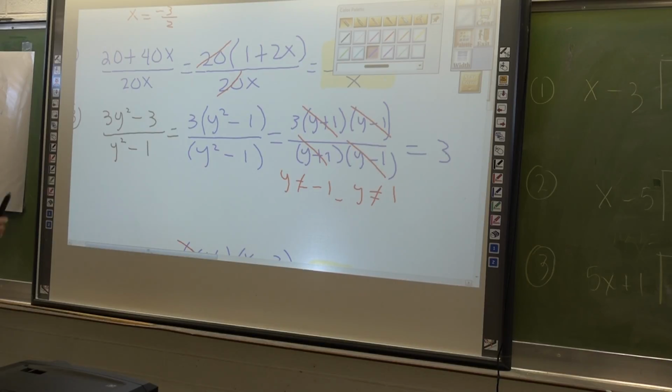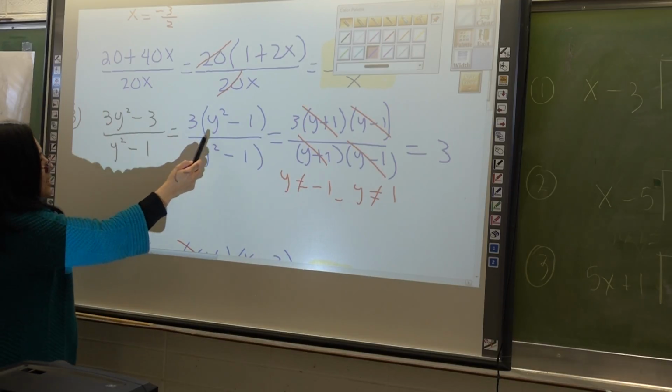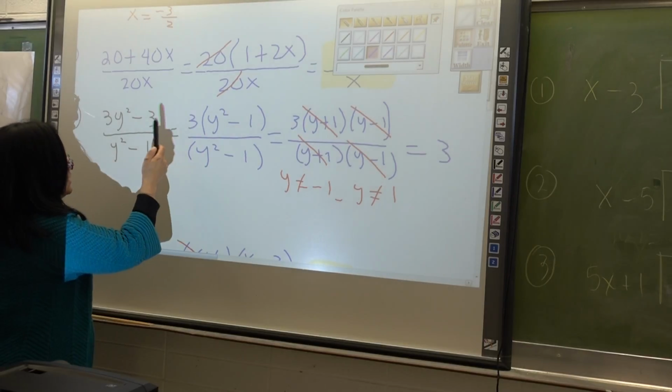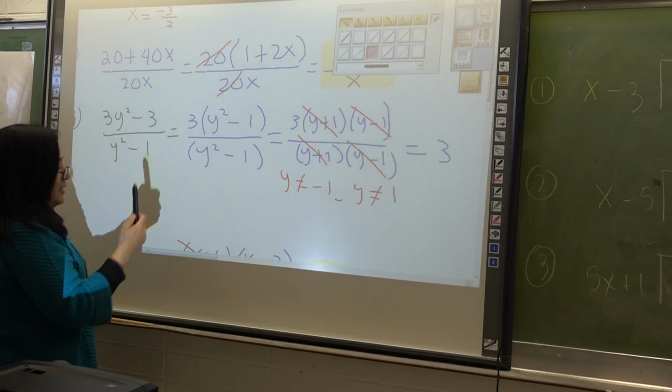So this one is two terms. The greatest common factor is going to be 3. All the time it starts by getting the greatest common factor, okay? So 3 goes out. Then 3y squared is there. 3 times negative 1 is negative 3. And y squared minus 1 is right there.